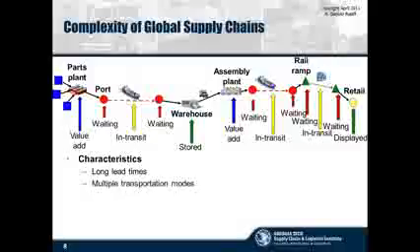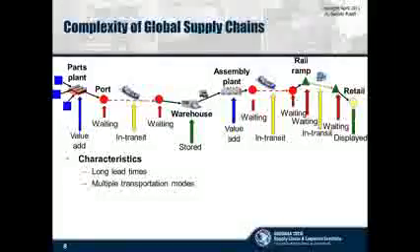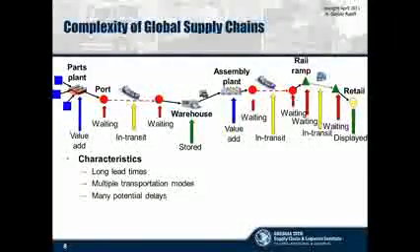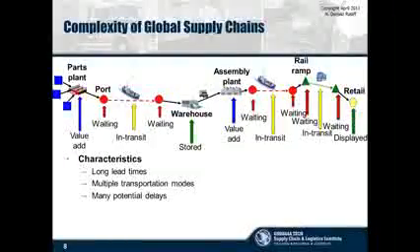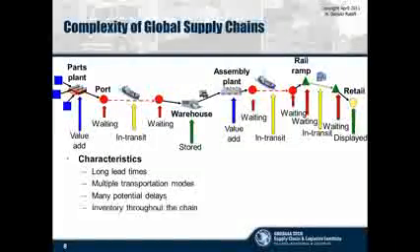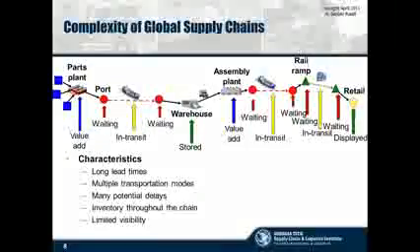The second characteristic is there's multiple transportation modes. We change the product from one mode to another. Use truck to get it to the port, ship to get it to the next port, truck to get it to the train to get it to the next location, etc. So every time we have to change the product from one mode to another, there's the potential for delay, and there is often delay. You have to wait on the truck or wait on the train or wait on the ship. There's inventory all through the chain, so inventory everywhere.